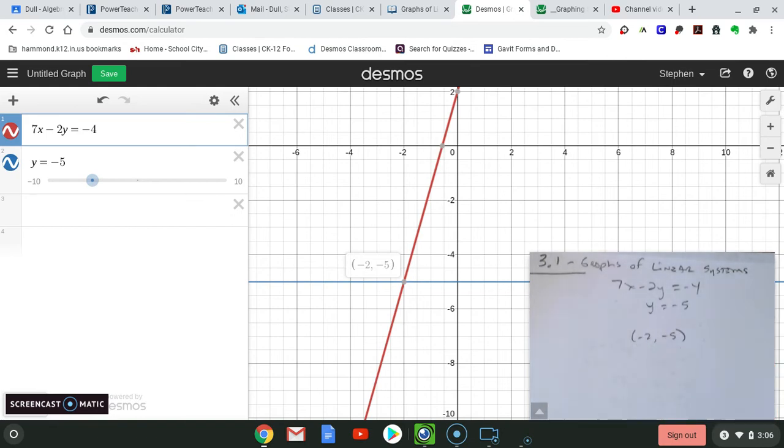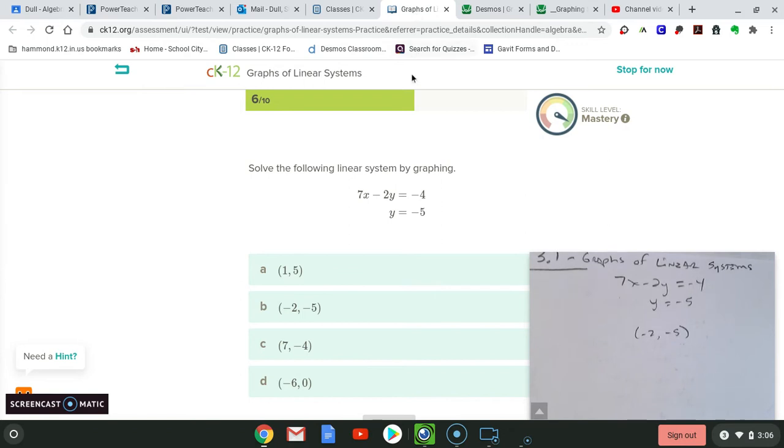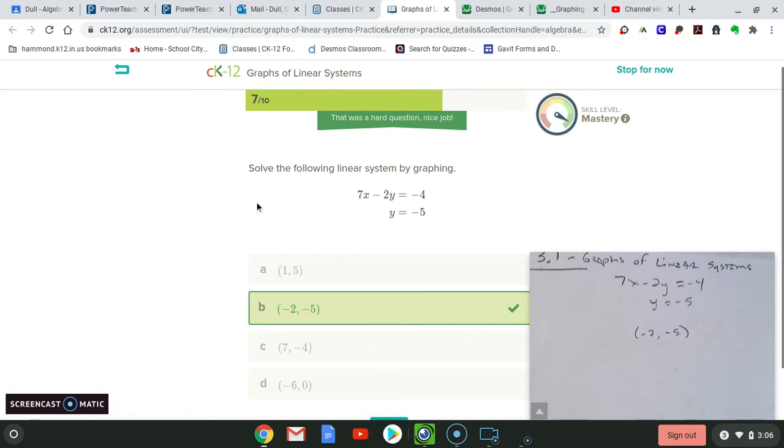All right. And again, there's multiple ways we could have solved that that were much more efficient, that would not have required the use of technology or a graph. But because we're focusing on graphing today, this is what we did. So if we jump back over into CK12, I know that I have -2, -5. That's option B. I'm going to click that, and they're going to tell me, hey, nice job. It was a hard question.